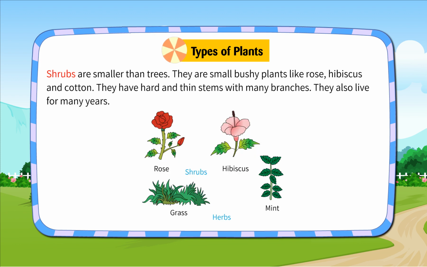Shrubs are smaller than trees. They are small, bushy plants like rose, hibiscus and cotton. They have hard and thin stems with many branches. They also live for many years.